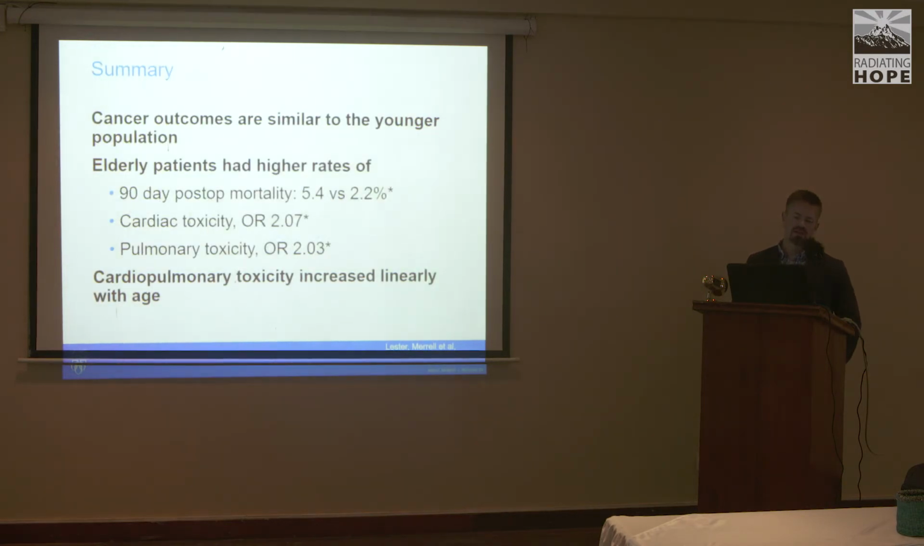So if you look at the difference in elderly and younger patients, we can see that, one, their cancer outcomes are very similar. We can see that elderly patients can tolerate chemotherapy and radiation and be treated with standard of care treatments. But we have to keep in mind that they do have more comorbidities and are more susceptible to treatment-related complications, predominantly of the heart and lung.